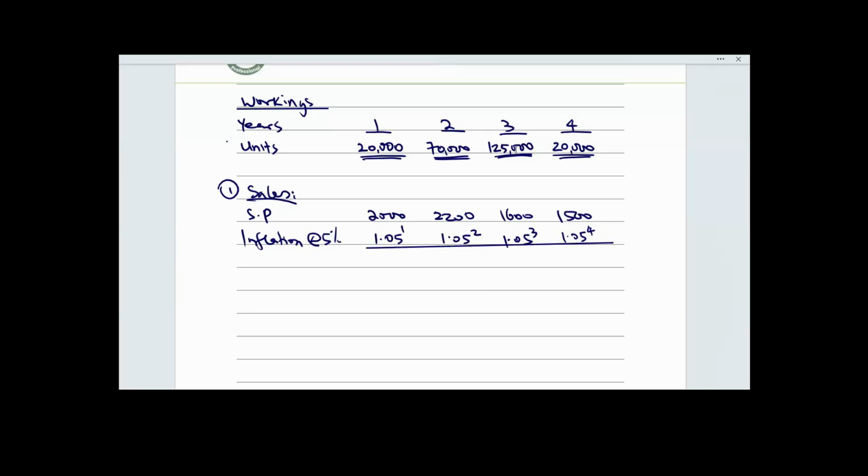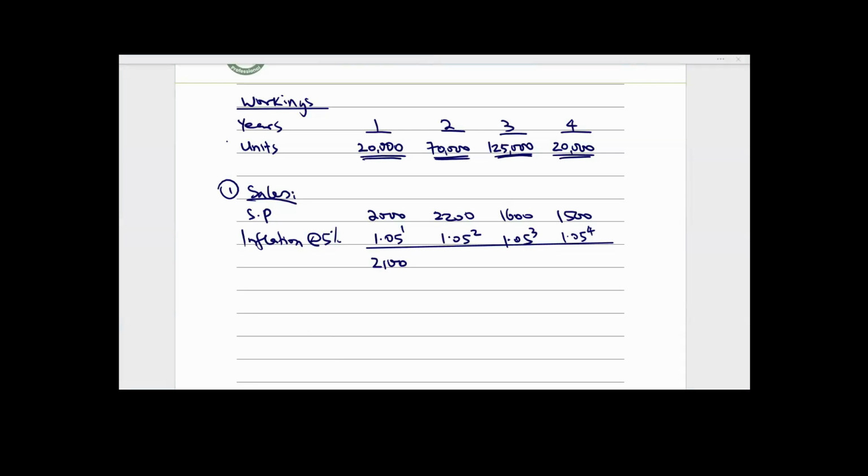Now, to get our inflated selling price, you have to start from the inflation rate. So 1.05 raised to power 1 equals 1.05, then multiply by 2,000. This will give us 2,100. So the inflated selling price is 2,100.